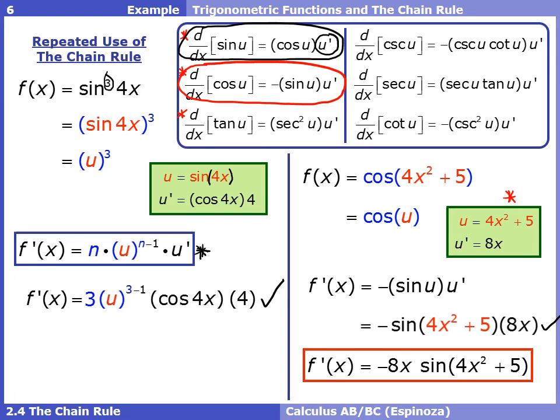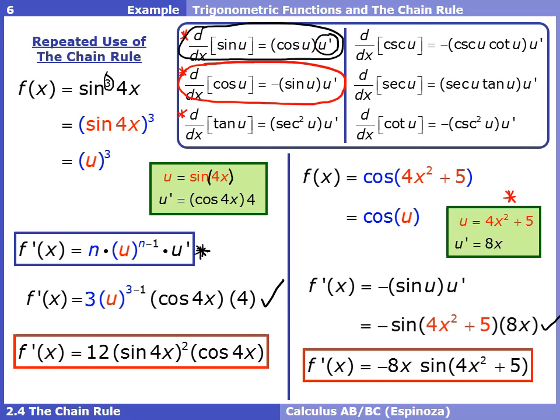Okay, so this 4 that you see at the very end of the line, I'm going to pull to the front with the 3, which will be 4 times 3, and that's 12. We're going to again replace that u with what u is, sine 4x. 3 minus 1 is a power of 2, and then we have the cosine of 4x at the end.